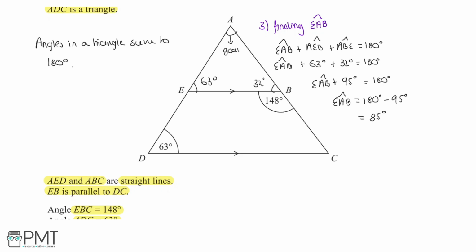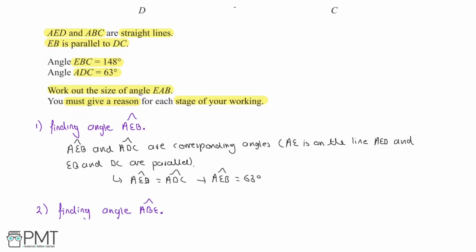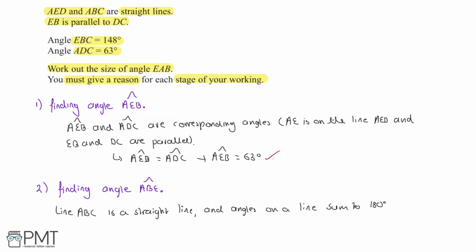Your first mark comes from the correct use of corresponding angles to find AEB. Okay, so because there are a lot of marks and they're all over the place, I'm just going to put a little mark next to them to tell you which mark comes from which part. Okay, so our first mark is for this. The second mark is a complete method to find angle EAB.